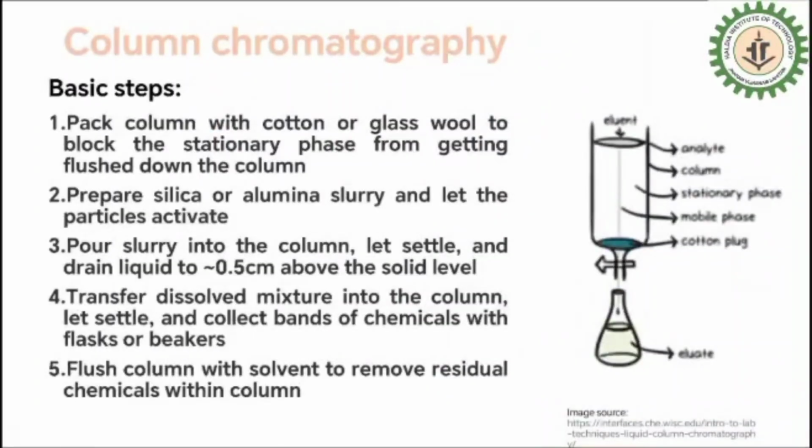The basic steps can be summarized like this. The column will be packed with cotton or glass wool to block the stationary phase from getting flushed down the column. Then we have to prepare silica or alumina slurry and let the particles become activated, and we will pour down the slurry in the column. We will allow that to settle and drain the liquid and start running the mobile phase, and then sample layering, and then again mobile phase, and finally we have to flush the column with the mobile phase to remove any residual chemical which may have stayed within the column.